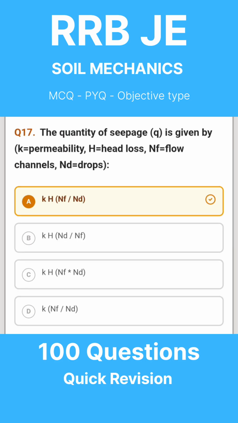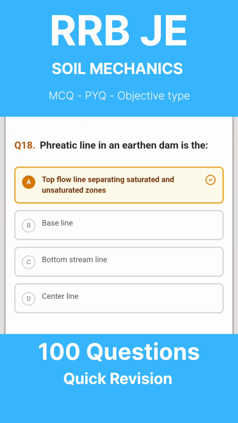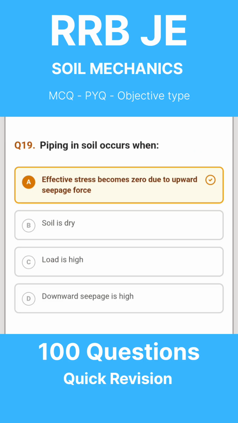Question 17. The quantity of seepage Q is given by, K equals permeability, H equals head loss, NF equals flow channels, and ND equals drops. The correct answer is K H NF divided by ND. Question 18. Phreatic line in an earthen dam is the. The correct answer is top flow line separating saturated and unsaturated zones. Question 19. Piping in soil occurs when. The correct answer is effective stress becomes zero due to upward seepage force.